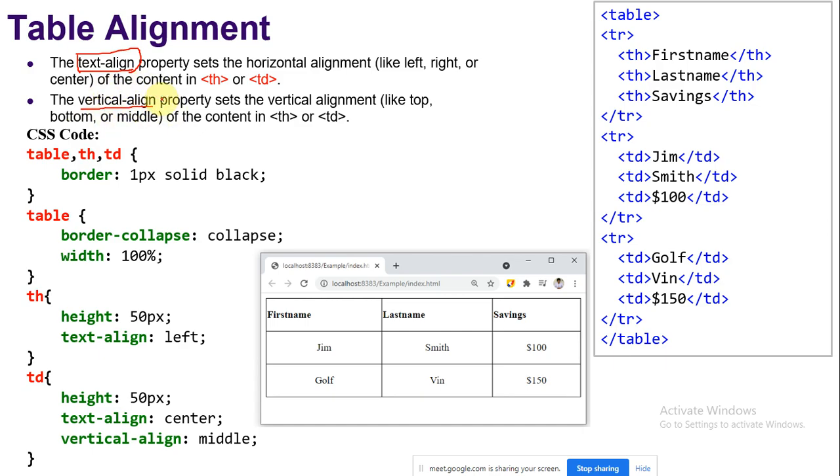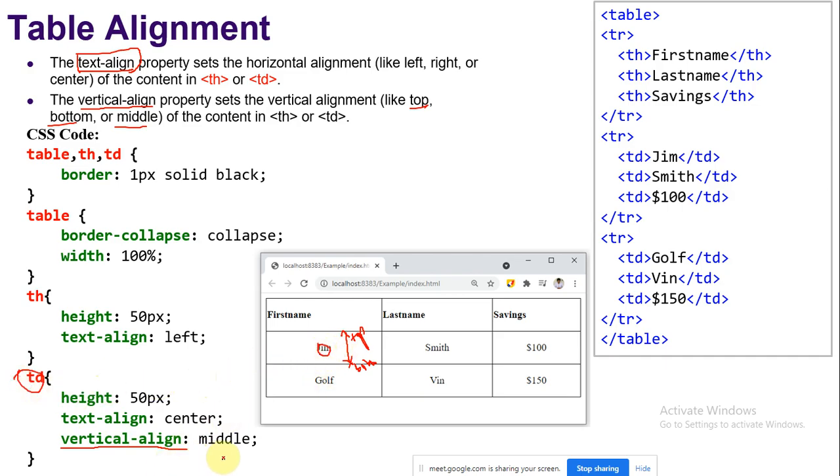This property enables you to make vertical alignment like top, bottom or middle. So vertical alignment is like this. In vertical alignment, your top is this one, here the bottom is there, and this text is coming in the middle. Here you can see Jim. The name of the person, Jim, is located in the middle. Why? Because we have applied vertical-align middle for the TD. For TD we have applied vertical-align middle.